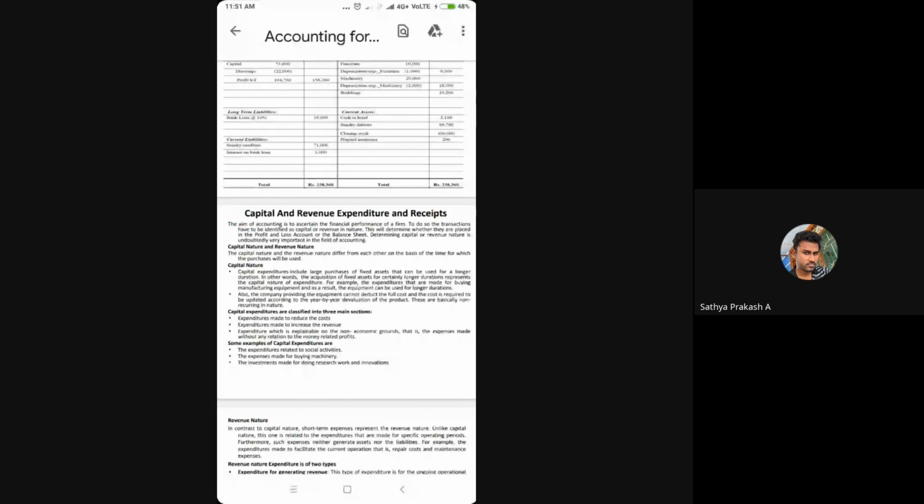If it is a profit on sale of asset, you have to adjust it in the profit and loss account credit side. If it is a loss, you have to write it in the debit side of the profit and loss account. But the sale proceeds you have to deduct. You should not show it in the asset side value; you have to deduct it.